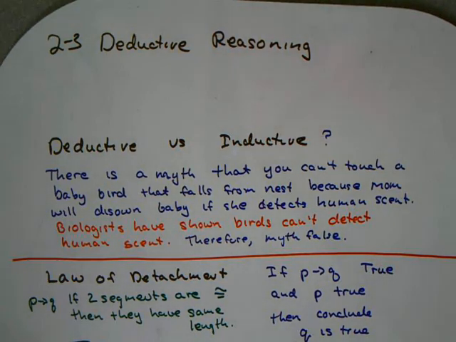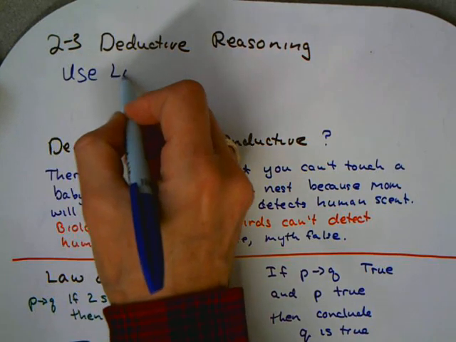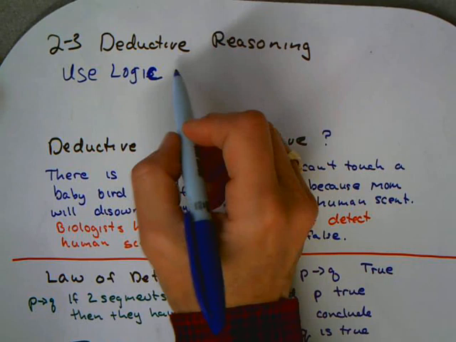Welcome to Klein's Geometry. Today we're going to be talking about deductive reasoning. Deductive reasoning is like the stuff you see on CSI or any of those detective shows. It's where we use logic. Can't spell today. Logic to figure stuff out.